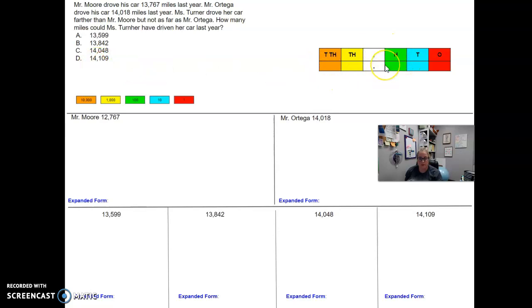Again, you have a place value chart if you need it. You have your base 10 place value discs, 1, 10, 100, 1,000, 10,000s. You have Mr. Moore over here, Mr. Ortega over here, and then you have your other answer choices here. Remember, you are going to model each one with the place value discs pictorially, and you're going to write the number in expanded form. After you've done all of that work, you're going to actually circle your answer, either A, B, C, or D.